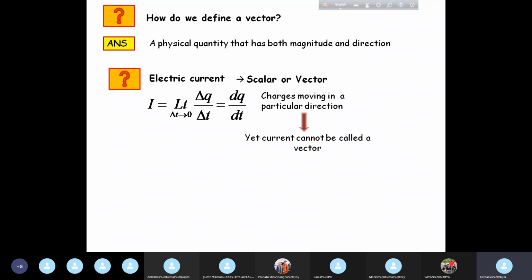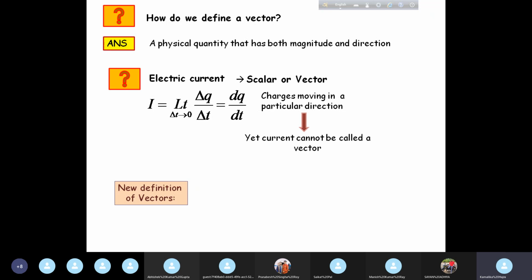Still, why can't we call it a vector? Okay, I'll give you the answer. Because now we will give a new definition of vector.